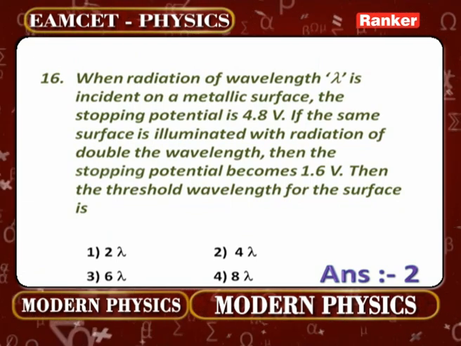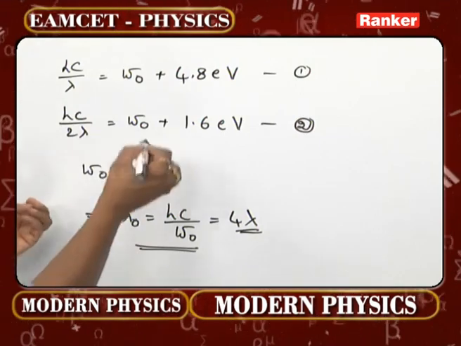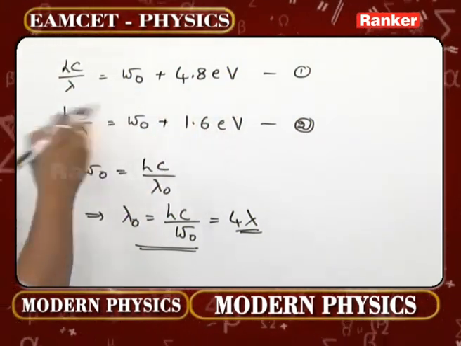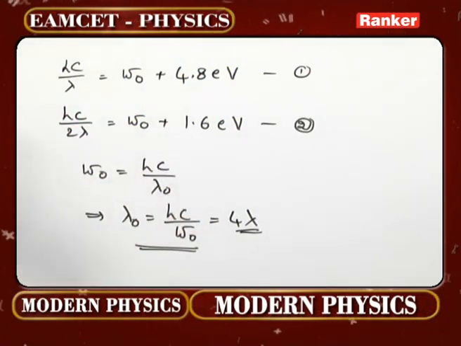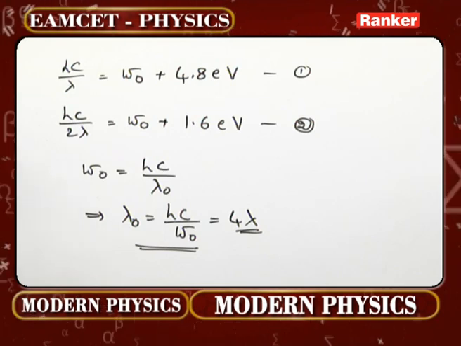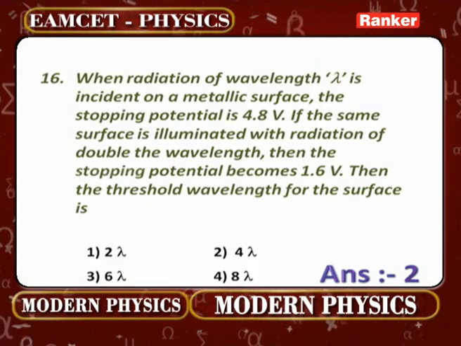So simplify these two equations. Simplification of course depends on you, how best you do it. You can directly write hc by lambda this value here and equate the value, W naught you calculate. Then you finalize the value of lambda naught from that. So directly you will be getting 4 lambda. So the second option is the correct option for this question number 16.